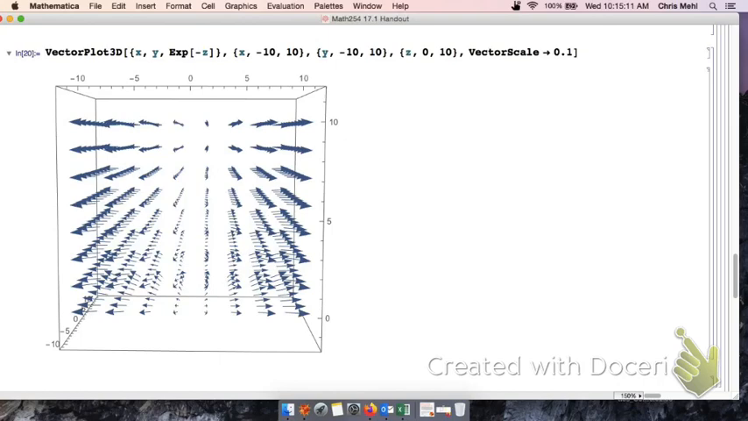as I go from 0 to 10, e to the minus z is going to be getting smaller as z goes from 0 to 10. So you might notice that if I look at z equals 10 up here, right, this is z equals 0. You'll notice that the vectors don't really have much of a vertical component. When z is equal to 10, there's much more of a vertical component when z is equal to 0.